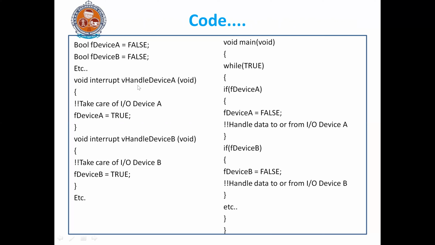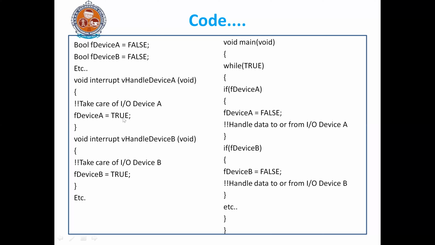Here we handle device A. It is written as an interrupt, that is why it is void interrupt. It takes care of the IO device A, and here it sets the fDeviceA flag to true. That means if it is set to true, it indicates that device A now requires service.